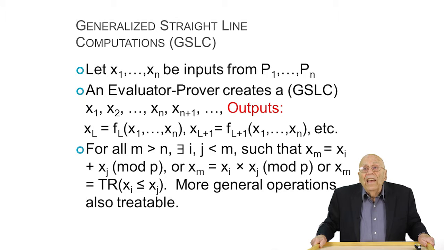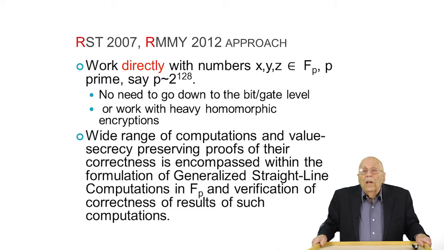The GSLC in question, of course, is adopted or is made to solve the problem which has to be solved, and we are going to have examples in the following. Now, the approach suggested and developed in the papers mentioned here work directly with small residues mod p. There is no need even for solving problems like proving x smaller than y to go down to the bit value. There is no need, as some solutions to problems about, for example, auctions require to use heavy homomorphic encryptions with a very large number.